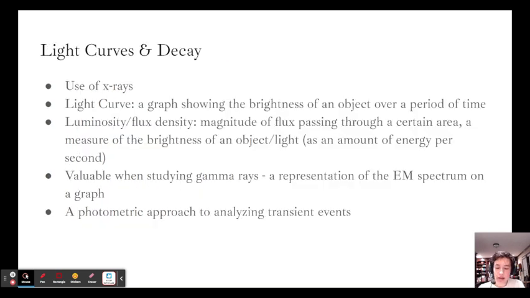Light curves and decay. So light curves are analyzed with the use of X-rays, which are higher wavelength and lower energy than gamma rays. Gamma rays decay very quickly, and X-rays follow in the afterglow of transient events after it's kind of slowed down and used some of its energy. The decay of X-rays is what is used to analyze light curves. Thousands of points of data exist in X-ray luminosity.